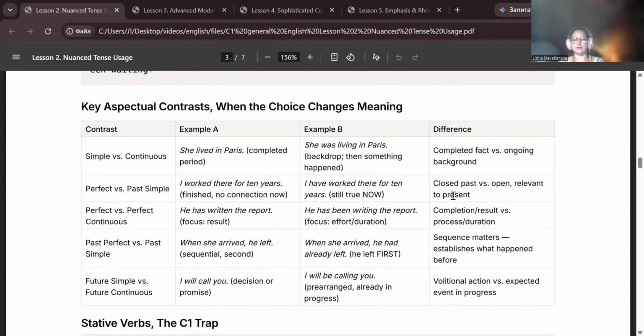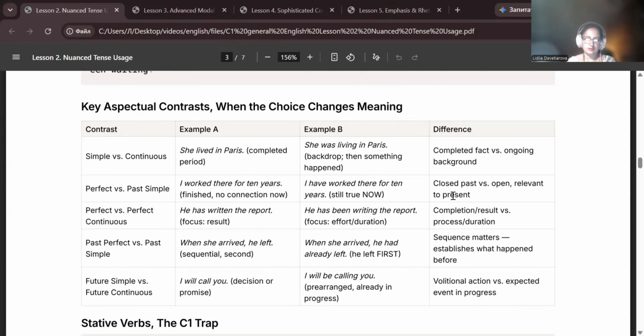Perfect versus perfect continuous. He has written the report. Okay, the focus is the result. He has written the report. He has been writing the report. We focus on the effort, on the duration that he has been writing the report.